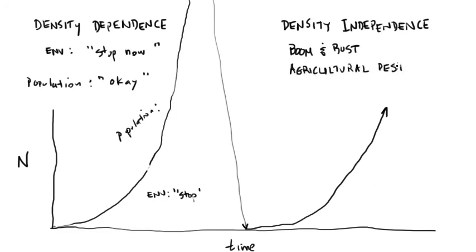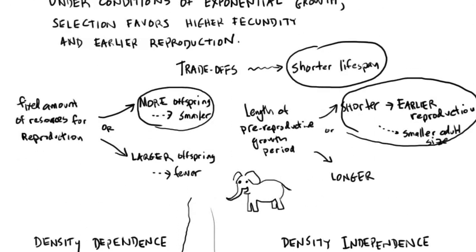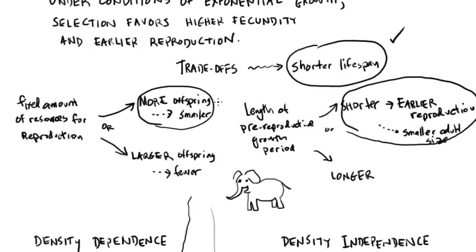These density independent species are exactly the ones where you would expect r-selection to drive the evolution of the life history traits of r-strategists. So lemmings, locusts, short lifespans, check. Small offspring size, check. Small adults, yep.